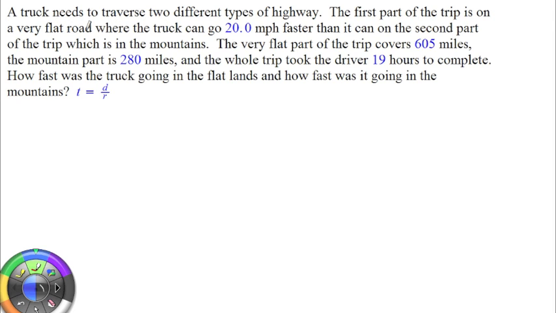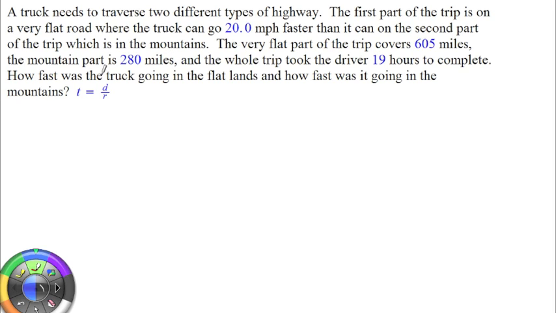The first part of the trip is on a very flat road where the truck can go 20 miles per hour faster than it can on the second part of the trip, which is up in the mountains. So basically, flat road goes faster, mountains slower. For the very flat part of the trip, it's going to take 605 miles. The mountain part is going to be 280 miles. And the whole trip is going to take 19 hours to finish.